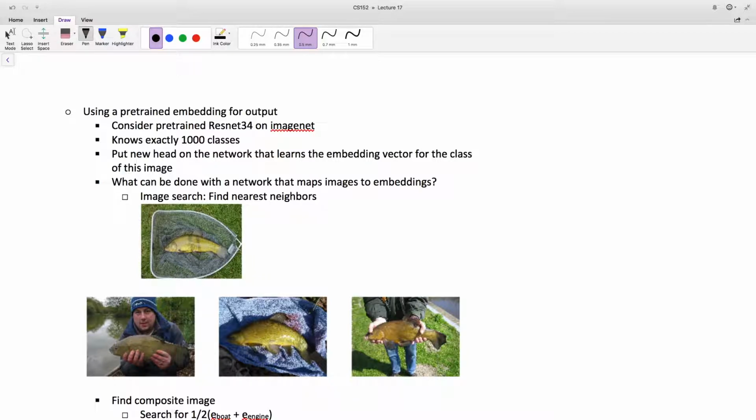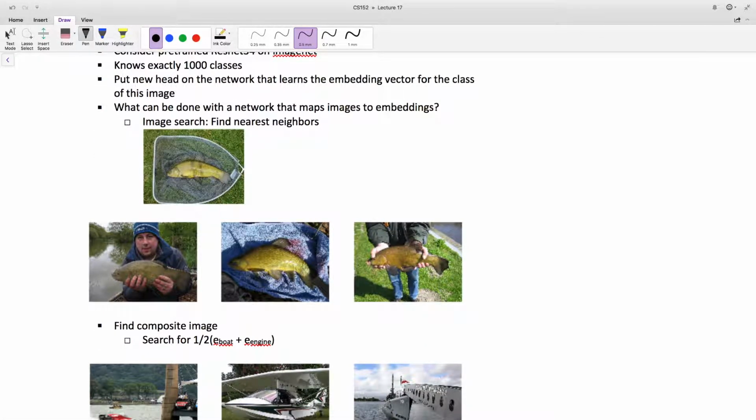But there are other things we can do. We can find nearest neighbors among our validation set, training set, whatever set we have. Basically, take this image, feed it through, get its vector, and then find the other images that have the closest vectors, which you can see here are pretty darn close. So this is a way of doing image search. But we're doing image search in our embedding vector space.